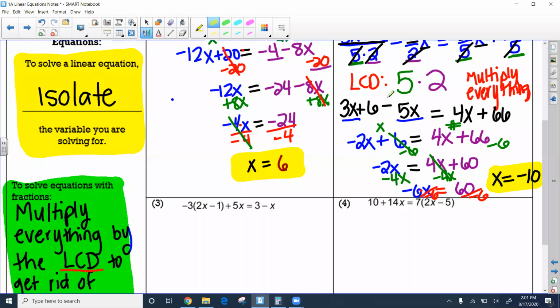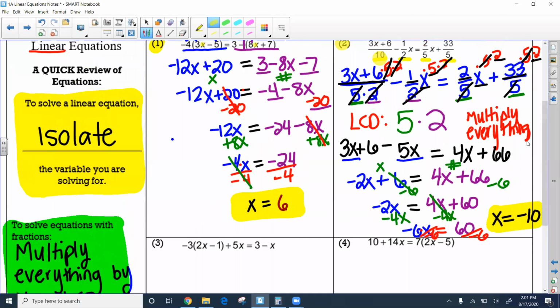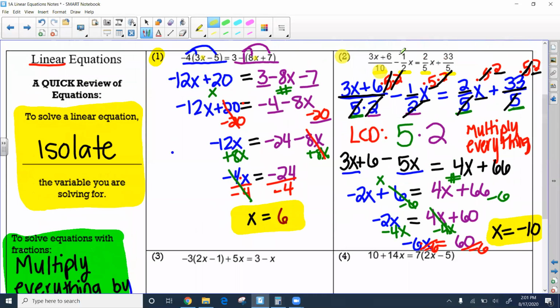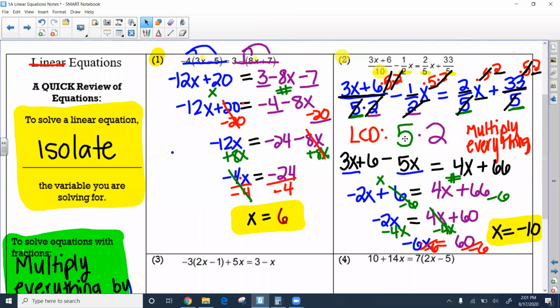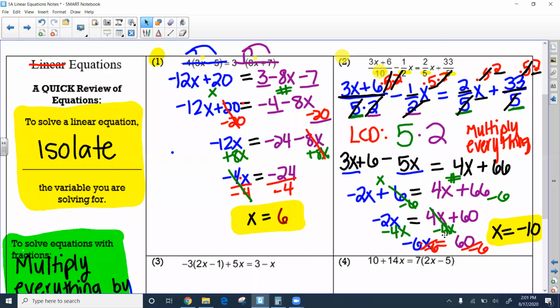Okay, like before, we can plug in the negative 10 for the x's and see if it works. It would just take a lot longer to try to do that on this type of problem. But we can always check our answer by plugging in. Okay, so we're going to pause there in the notes again and do some more practice problems with equations that have fractions in them.